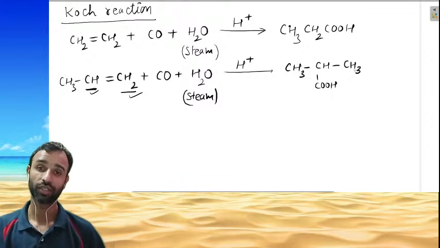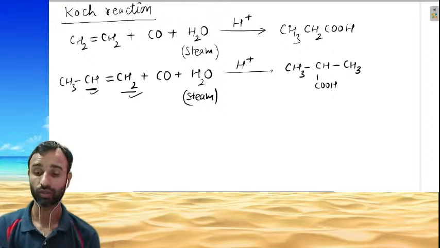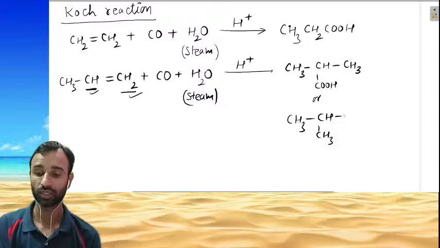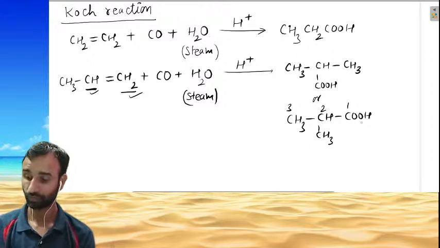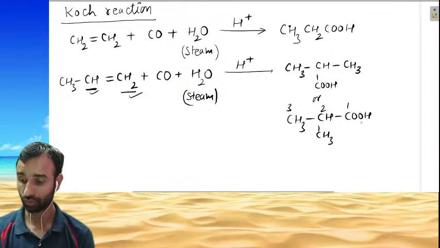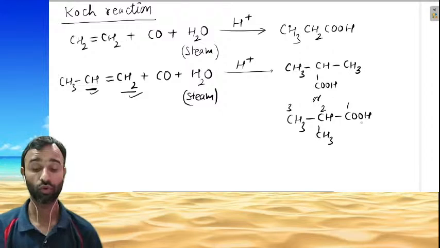So it is like this: CH3, CH, CH3, COOH, or we can write it as CH3, CH, CH3, COOH. That is 1, 2, 3. 2-methyl propanoic acid. Very good, very good. Bismya Kumar Naik. Good. So this is called Koch reaction.